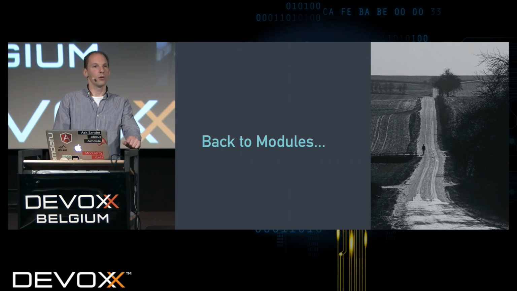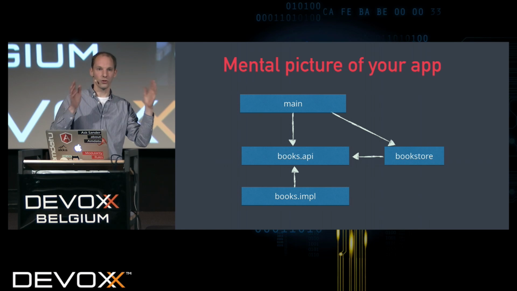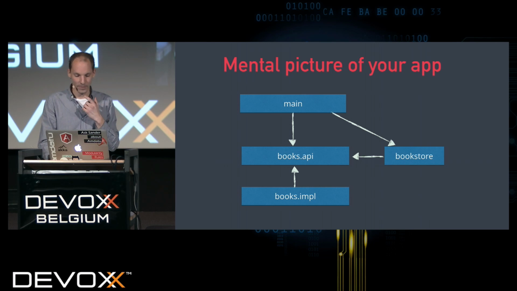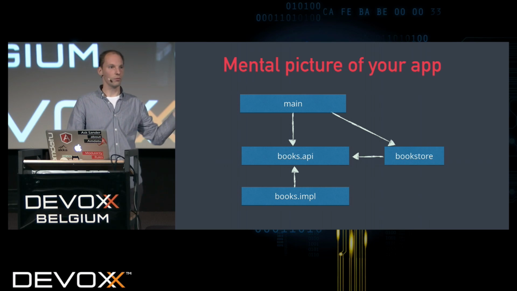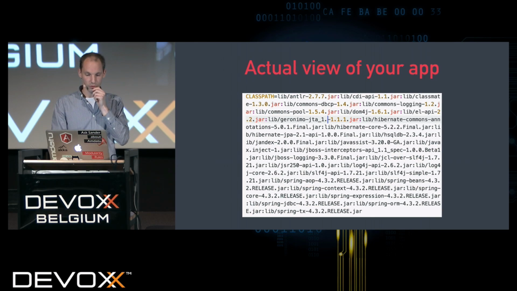Because this is the mental picture of the application that we have. It's a Spring application, so we have these packages corresponding to these boxes that we have on the slide here. We have a Books API and implementation. We have this main module that is using the Bookstore and the Books API. But at runtime, we saw this big fat list of jars, and everything is just mixed together in the class path. And wouldn't it be nice to also have modules for this application?